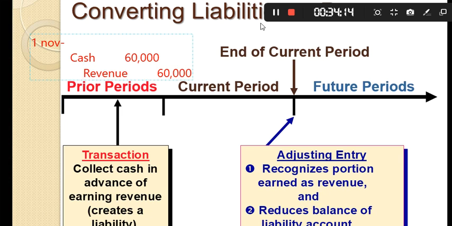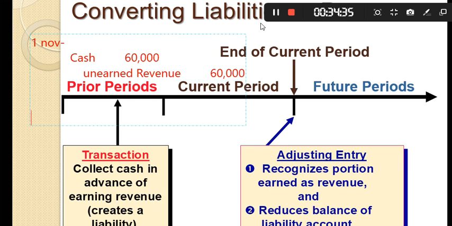It is not an earned revenue, you are using the account unearned revenue. Okay, unearned revenue is the 60,000 because our flat, house, office is still not used, but we received cash in advance. Okay, it is a 1st November transaction.